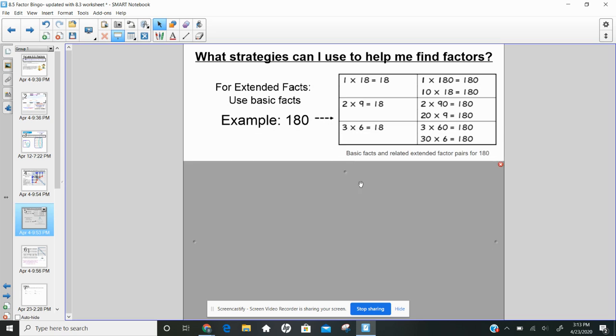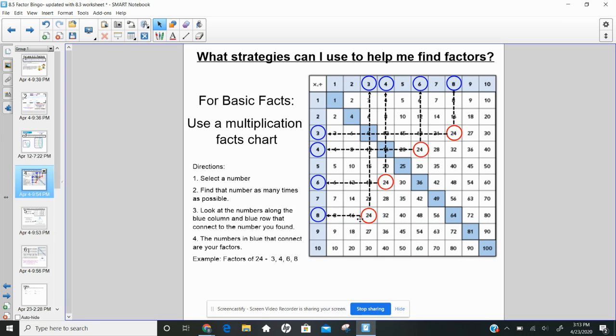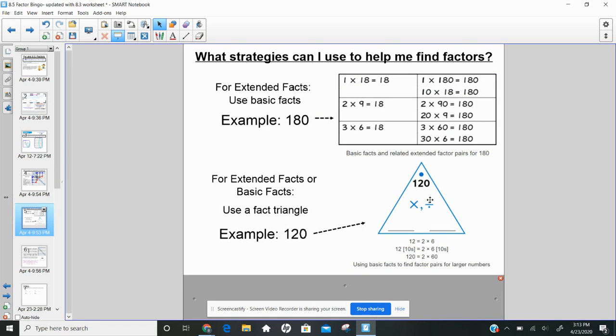If we have extended facts, you can use the basic fact that we just talked about, like a multiplication fact chart, and then you can add to it, like if you had to add a 0, like what we learned in our last lesson. Okay. You can also use, for basic facts or extended facts, a fact triangle and think of just one factor pair. Instead of looking at all the different products and all the different factors, maybe you're just going to think of your fact triangle where you're just trying to find the one pair.